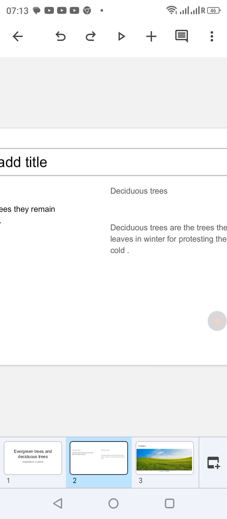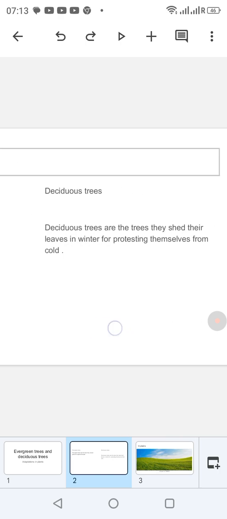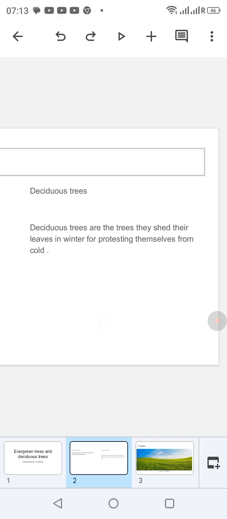Then what about deciduous trees? Deciduous trees are the trees that shed their leaves in winter. Why do they shed their leaves in winter? For protecting themselves from cold conditions. So a deciduous tree has this kind of adaptational feature so that it can survive in the cold climate.